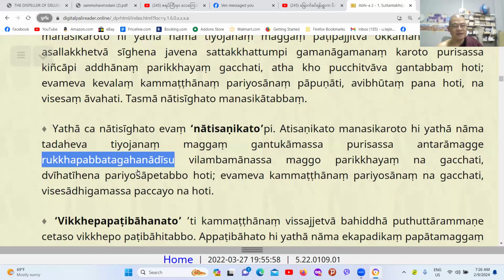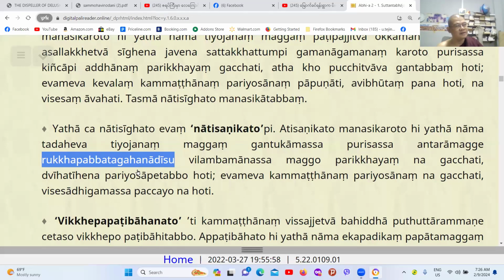The journey is 30 yojanas long, 30 miles long, but he wants to finish within one day. But the way he walks, the way he goes, is very slow. All the way, whatever he sees, he just looks at. He does not go quickly. He goes very slowly.